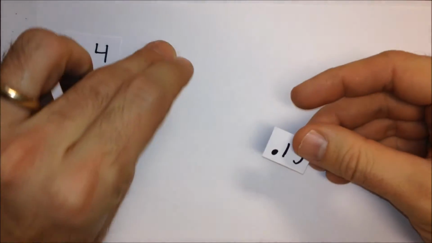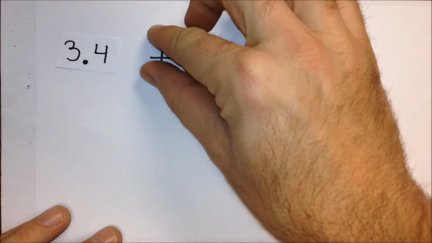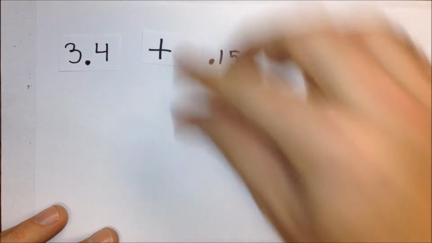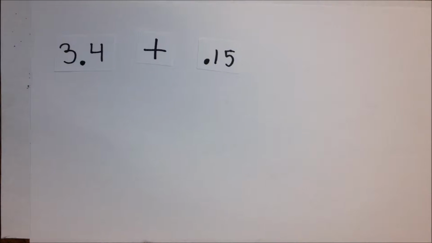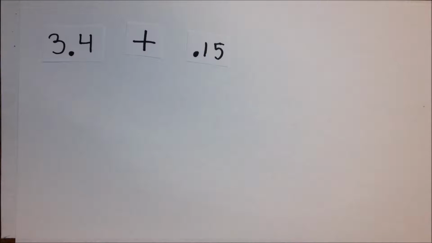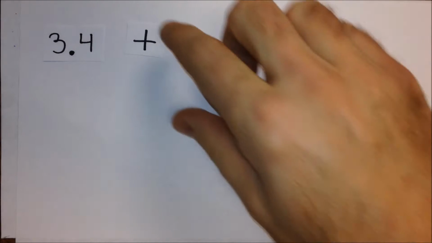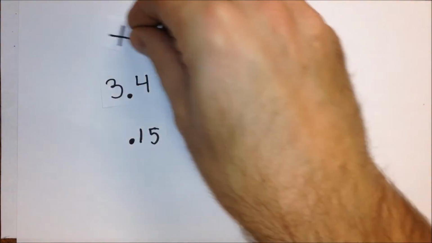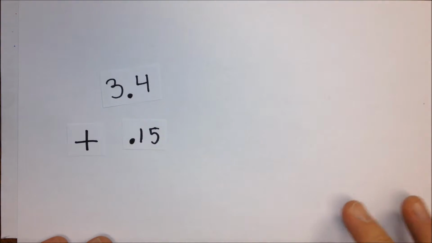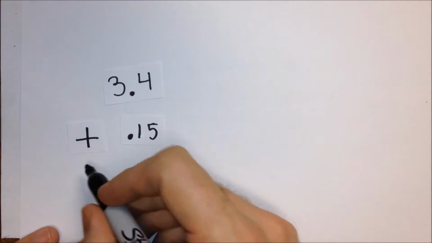So let's start with the example of 3.4 plus 0.15. Now, there's a wrong way to do this problem, and let's do the wrong way first, because I always enjoy doing problems wrong, and then we'll see why it's wrong and how to instead do it correctly. So the wrong way to do this is to write it as so: 3.4 plus 1.5.